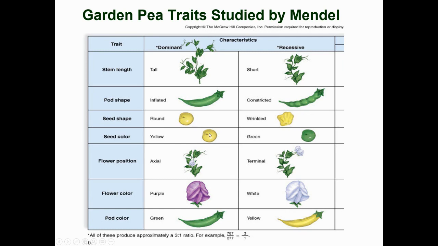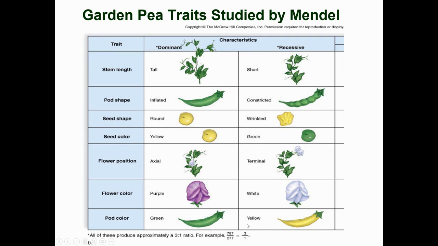The seeds are either yellow or green. A plant will either have axial flowers, coming out of the stem where the leaf connects to it, or terminal flowers at the very end of the branch. But a single plant would not have both. A single plant will only have purple flowers, or it will only have white flowers. The pod color will either be green or yellow.